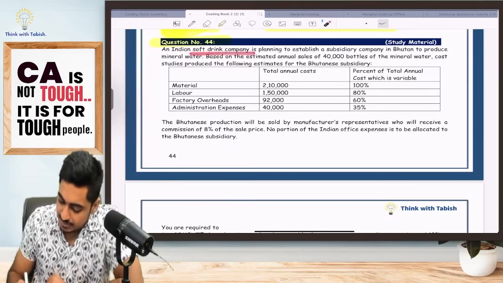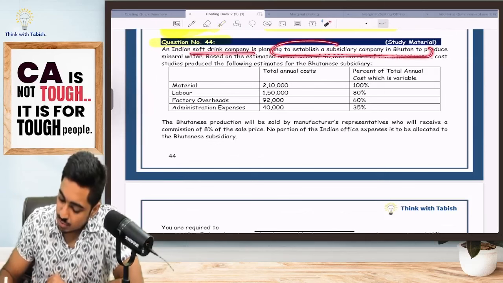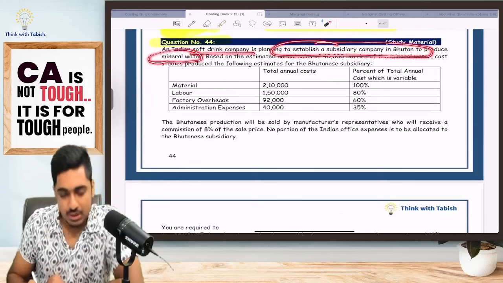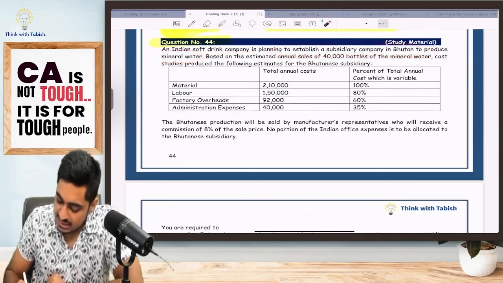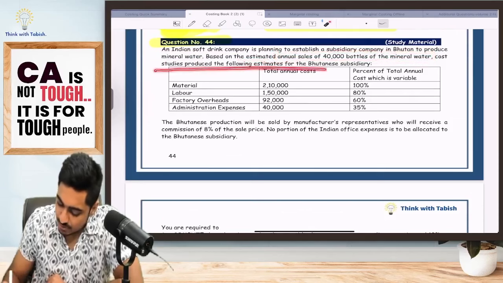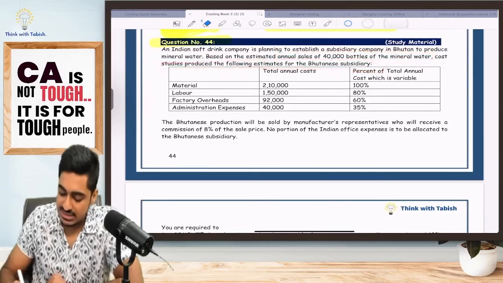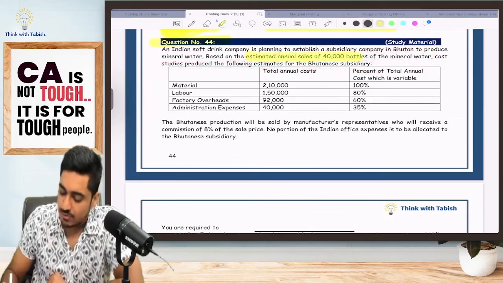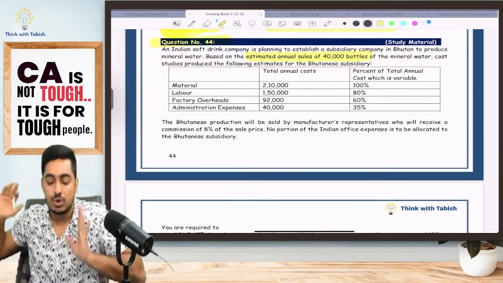An Indian soft drink company is planning to establish a subsidiary in Bhutan to produce mineral water. Okay, we are producing mineral water, based on an estimated annual sale of 40,000 bottles. Yes, the cost studies produce the following estimates. All these things are based on an annual sale of 40,000 bottles. If I am selling 40,000 bottles, what all will be the things?